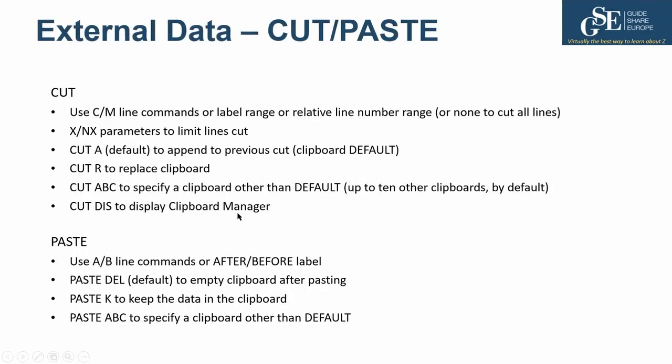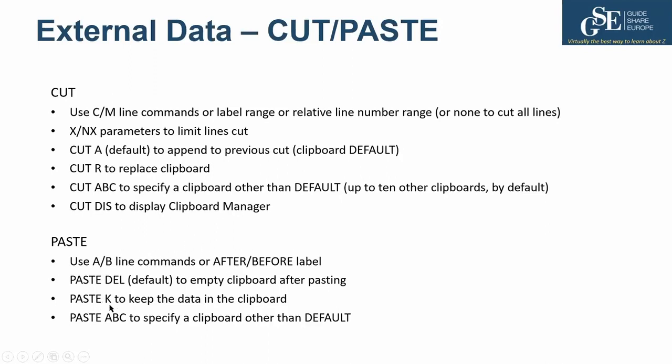The other external data command is cut and paste. Cut works a little bit different. You can just say cut and it will cut the entire thing. Otherwise, you can use line commands or label ranges. You can also use X or NX to show those. By default, cut will append, so you keep on building up the clipboard, and you can use R to replace the clipboard. I'll show you an example of the display here in a second.